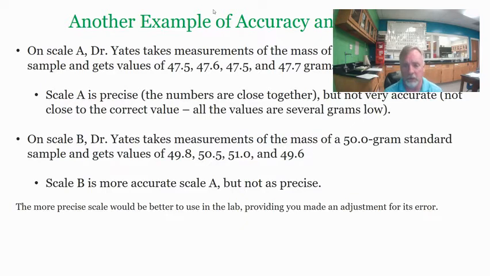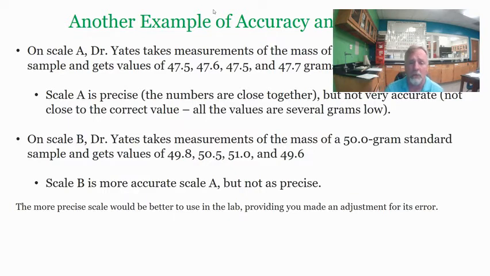But it's not accurate, right? While those 4 measurements are all clustered very close together, they don't give us the accurate number of 50 grams, all right? So the scale A, while it's precise, is not accurate. It's giving us the wrong number.